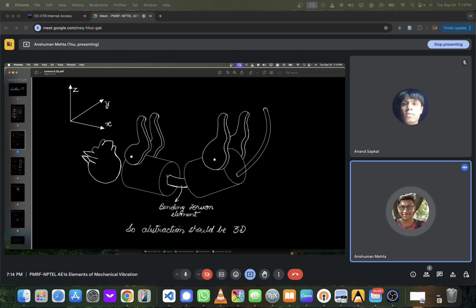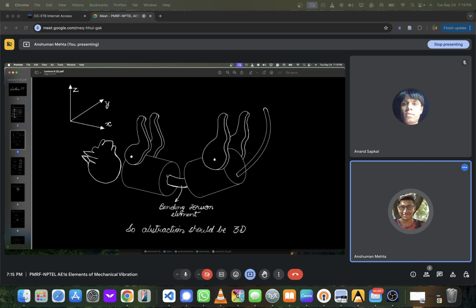So a simple abstraction I have made like this. There are two cylinders or major body parts, and they are connected by some element. So this is a bending torsion element, and all these are joined by hinges, and it is actuated. So it can be rotated in some sort of manner.